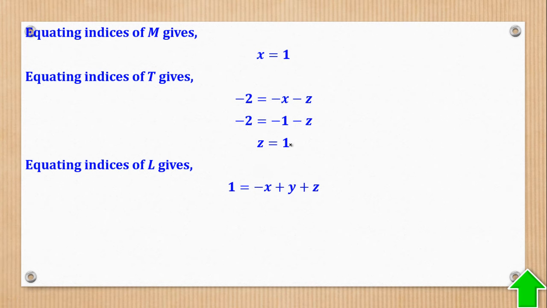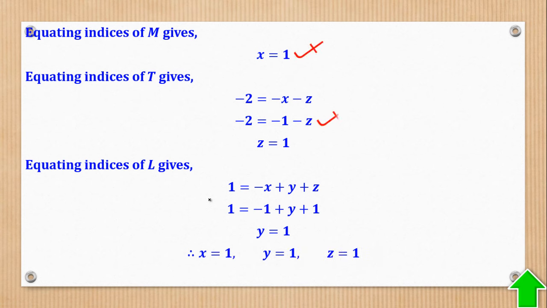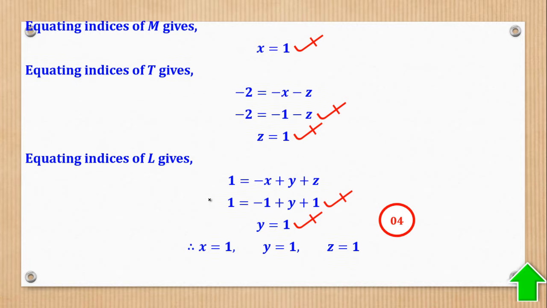So when I equate, the good thing is I know the value of z, I know the value of x, so I'll come and substitute and get the value of y. So basically that is what they wanted. And that's how we could get the 4 marks.